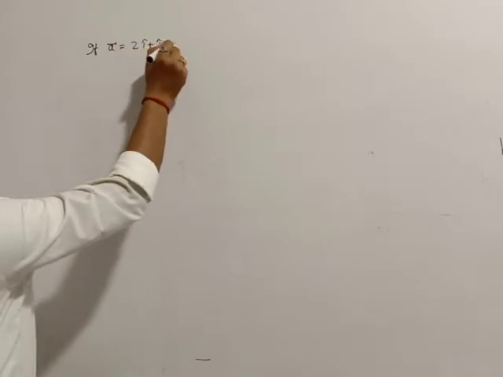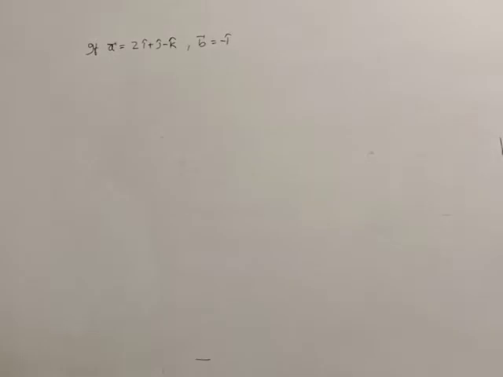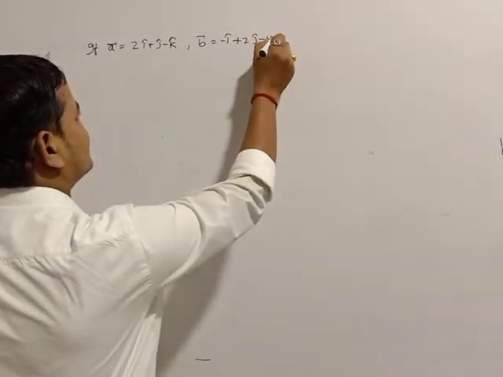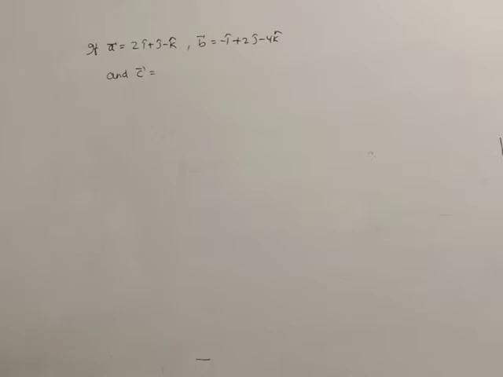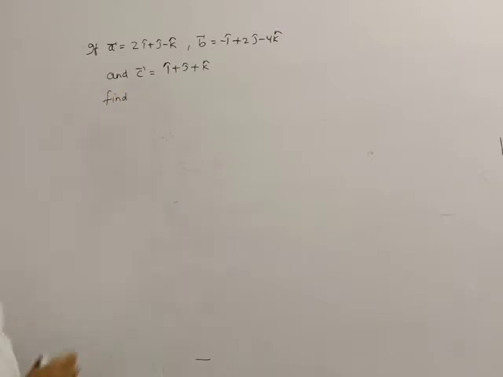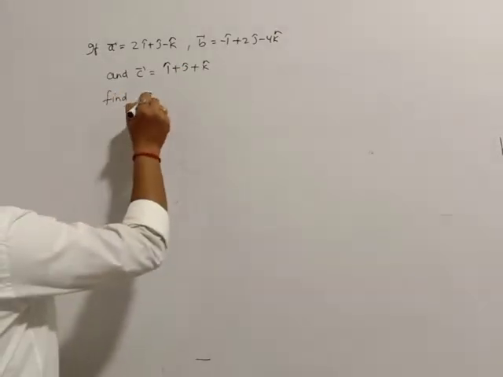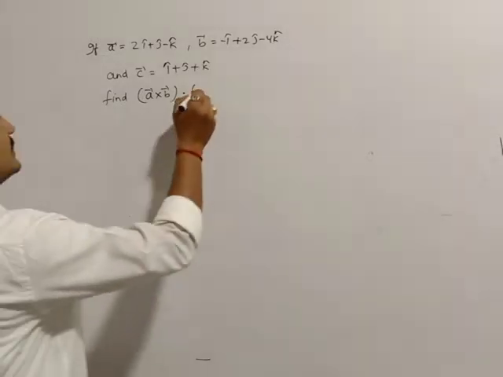If A bar is equal to 2i plus j minus k, B bar is equal to minus i plus 2j minus 4k, and C bar is equal to i plus j plus k, find what the question is asking: A bar cross B bar dot A bar cross C bar.